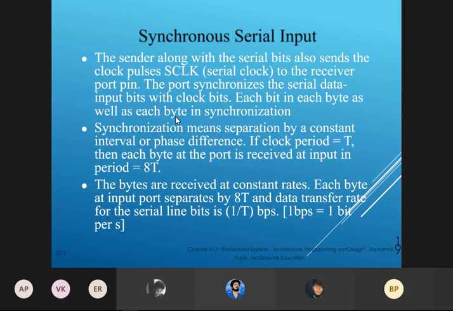So what will be the speed? The speed will be 1 by 8t. So that will be divided by the time period, so that I can calculate the speed of operation. Here in the last point, they're representing the speed of operation, the receiver's rate, the constant rate. It will be constant always, it won't vary. Here they gave an example: 1 bit per second is equal to 1 bit for 1 second, meaning for a duration of 1 second, I will send only 1 bit.